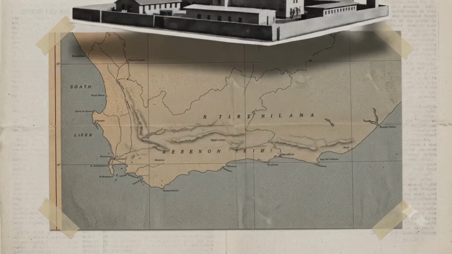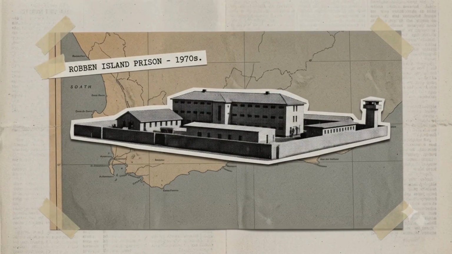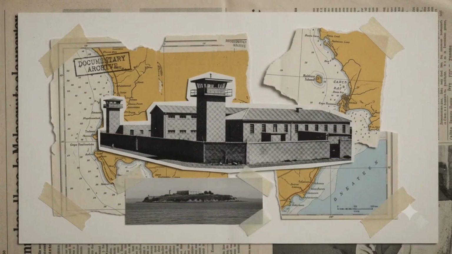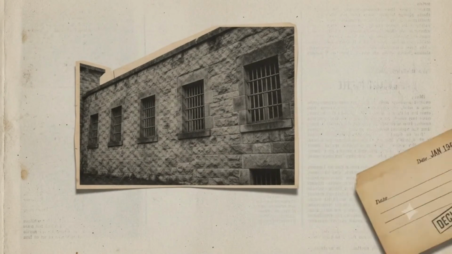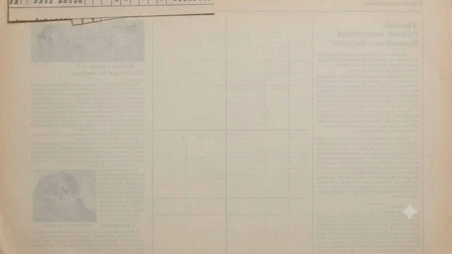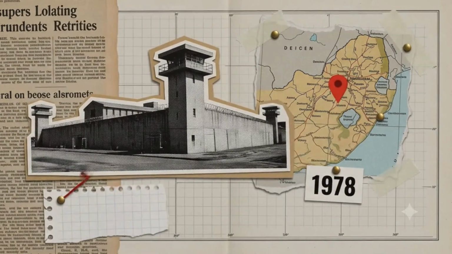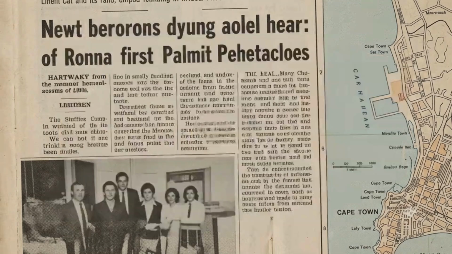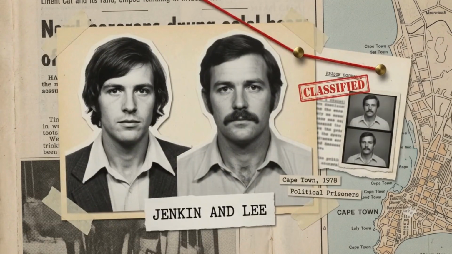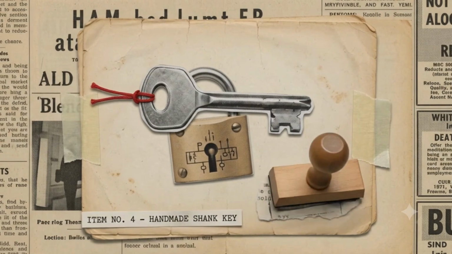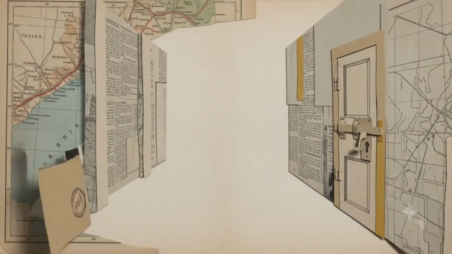On Robben Island in 1978, political prisoners remained behind the walls of South Africa's most notorious prison. But the record does not support a successful escape by a man that year. The famous escape associated with 1978 began elsewhere, at Pretoria Maximum Security Prison. Tim Jenkin and Stephen Lee were imprisoned there after anti-apartheid activities. Their carefully engineered escape succeeded in 1979, using homemade keys and disguises. The island's walls were never breached that way.